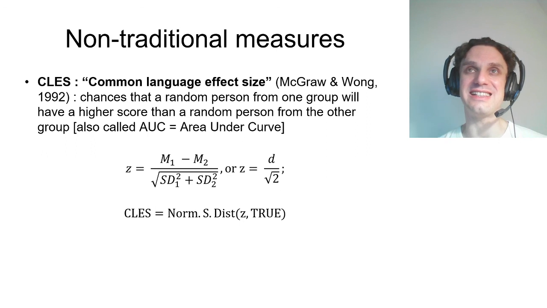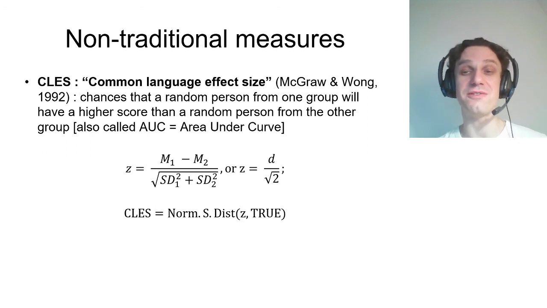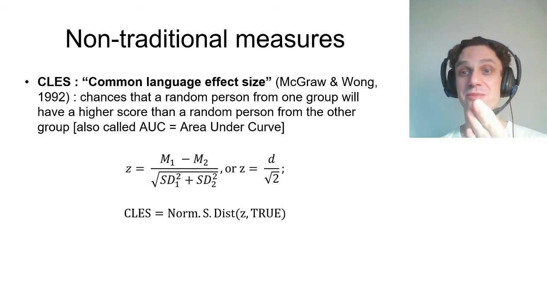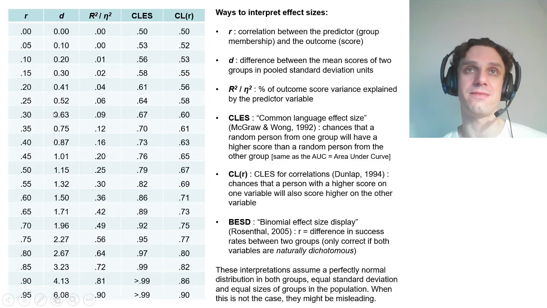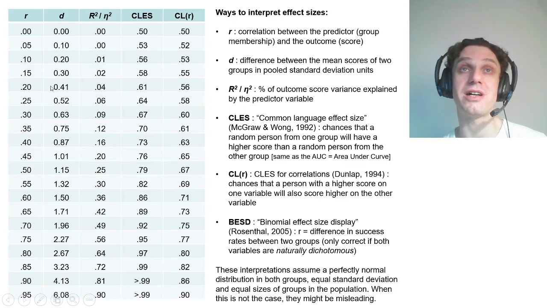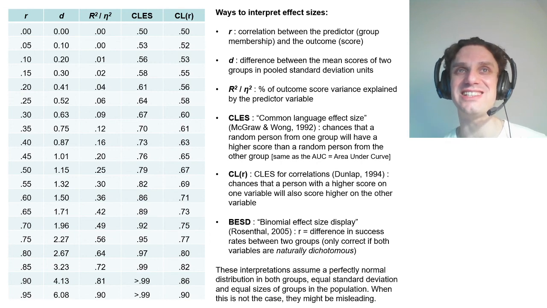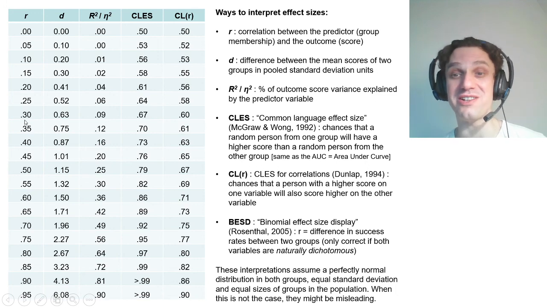Common language effect size is interpreted as the chance that if you take a random person from one group and a random person from another group, the random person from one group will have a higher score. So, for example, you're comparing children who received and did not receive extra tutoring on the resulting United States exam score, the ЕГЭ. And you see that the correlation between tutoring and ЕГЭ score is, for example, 0.30. But this is not so convincing.